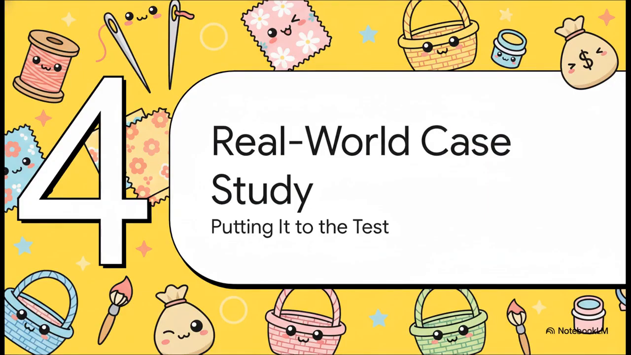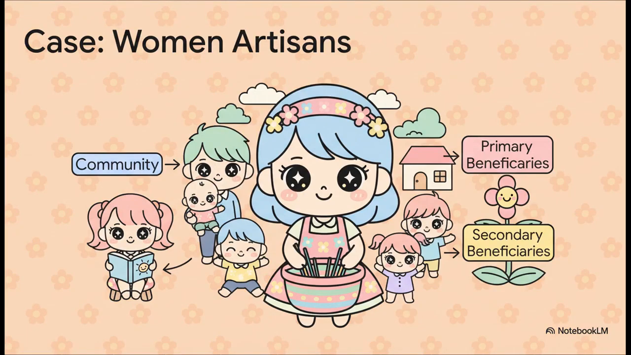Okay, enough theory. Theory is great, but let's see how this stuff actually works in the real world. We're going to take our toolkit and apply it to a pretty common scenario, a social business trying to help women artisans earn a better income. First things first, let's identify our groups. So the community, that's the women artisans and, of course, their families. The primary beneficiaries, that's easy. It's the women themselves who are going to earn more money. And the secondary beneficiaries would be their families and kids who get a boost from that extra income.